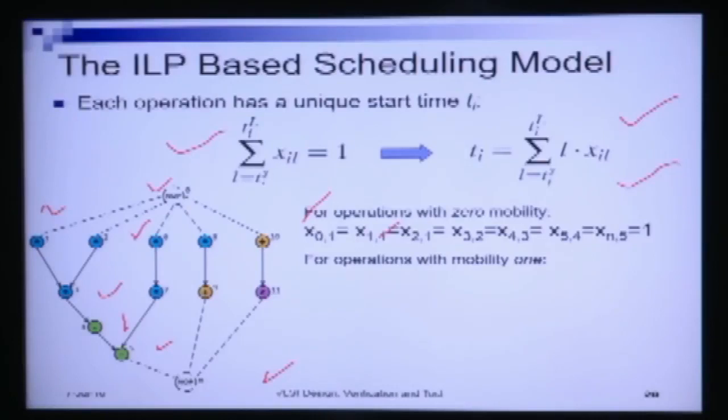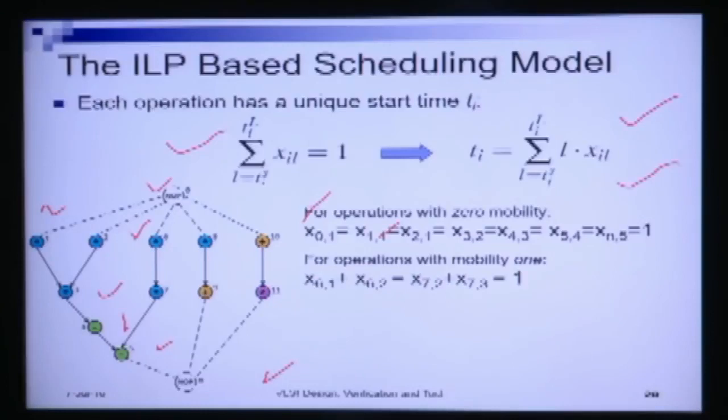Now we look at operations having mobility 1. Which are the operations? We see here operation 6 and operation 7. So we have to model that operation 6 can be scheduled either in time step 1 or in time step 2, but in any one of them, not in both of them. Similarly, operation 7 can either be scheduled in time step 3 or time step 2, but not in both of them. Hence, what do we have?